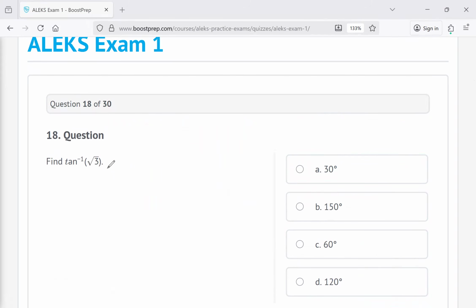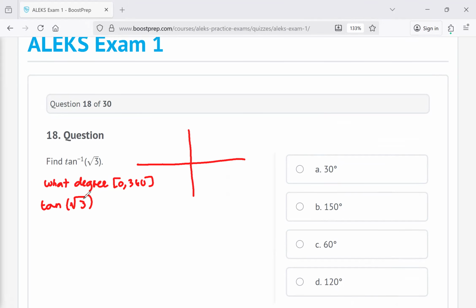Okay, number 18: find tan inverse of positive square root of 3. And if you look at our choices, you could try putting this in the calculator, but what they're really asking is what angle in your unit circle from 0 through 360 gives you a tangent of positive radical 3. So let's first figure out which quadrant we should use.